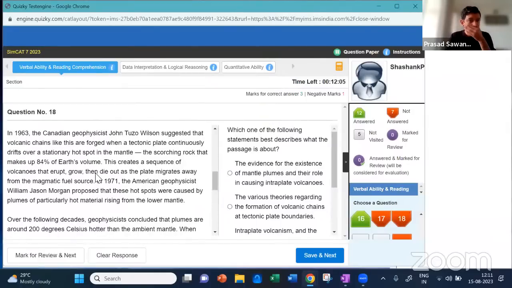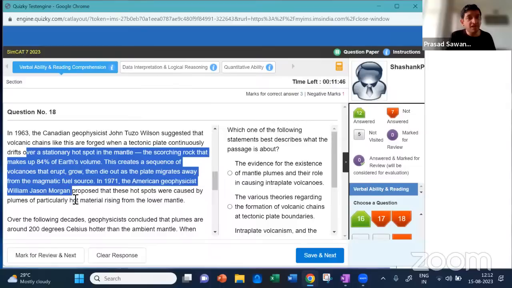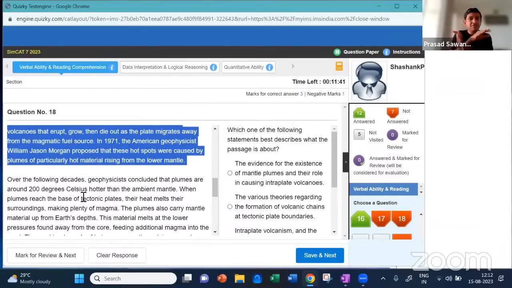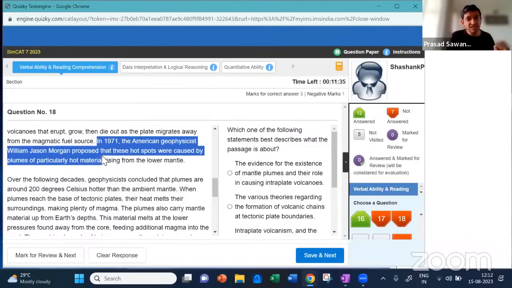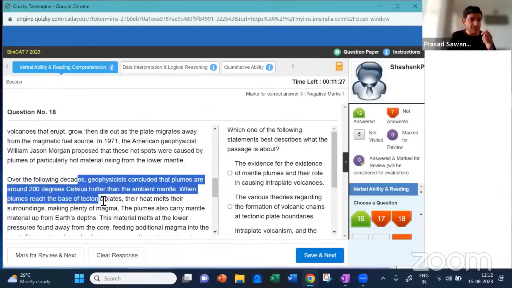Fair enough. A Canadian geophysicist suggested that volcanic chains like these are forged when a tectonic plate continuously drifts over a stationary hotspot in the mantle. So there will be a tectonic plate, and a stationary hotspot, and this keeps happening, with the scorching rock that makes up 80% of the Earth's volume. This creates a sequence of volcanoes that erupt, grow, and then die out as the plate migrates away from the magmatic fuel source. Okay, so the plate moves away from the magmatic fuel source, then it will die out. Then in 1971, someone proposed that these hotspots were caused by plumes of particularly hot material rising from the lower mantle.